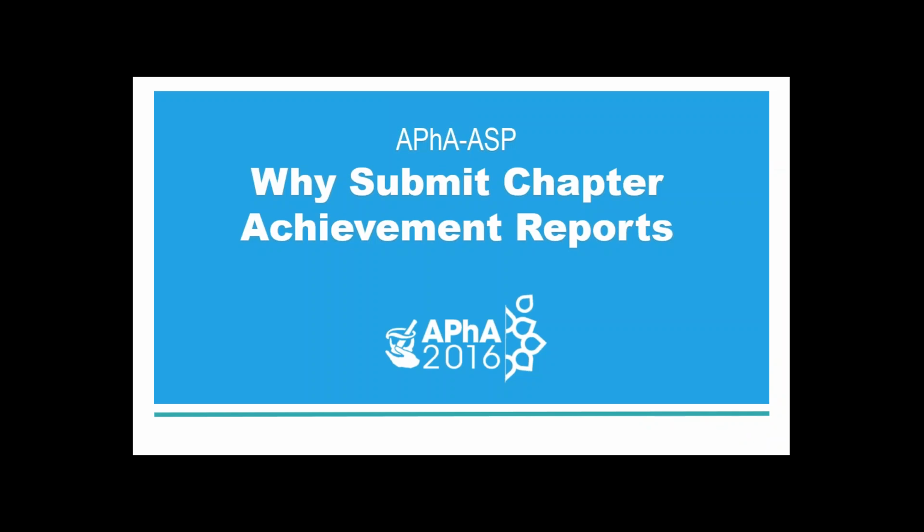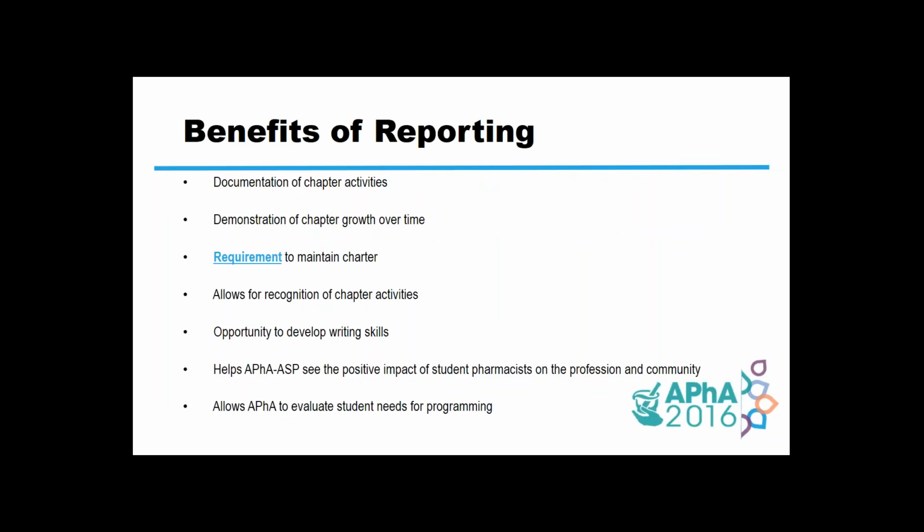So why submit chapter achievement reports? There are many benefits of reporting. It documents your chapter activities. It demonstrates your chapter growth over time and allows you to keep a record of it. It is also a requirement to maintain your charter. It allows for recognition of chapter activities, and it's an opportunity for everyone to improve and develop their writing skills. It also helps APhA-ASP see the positive impact of student pharmacists on the profession and their communities. And it allows APhA to evaluate student needs for programming at events such as the MRM and annual.